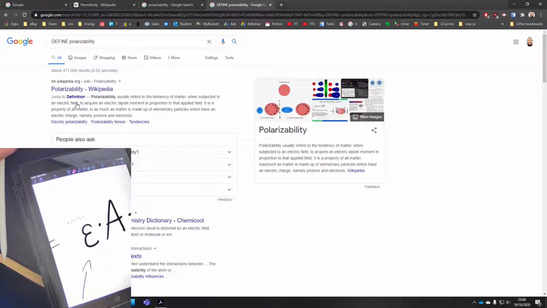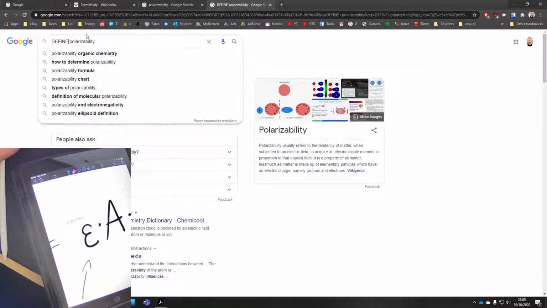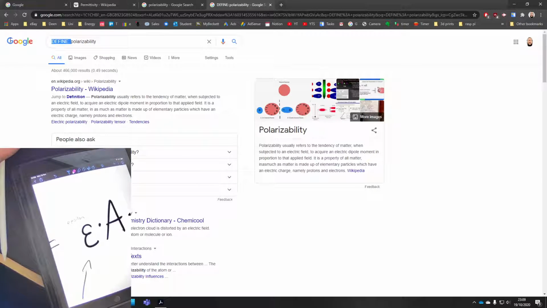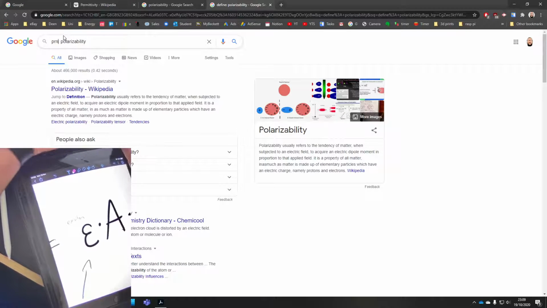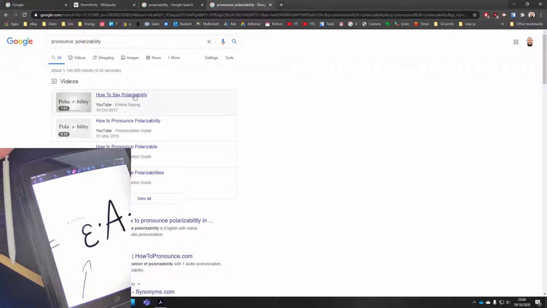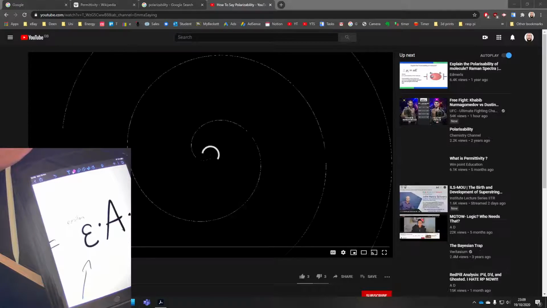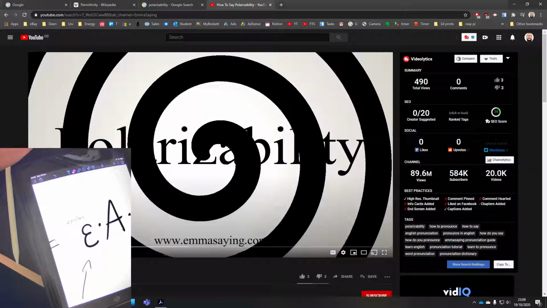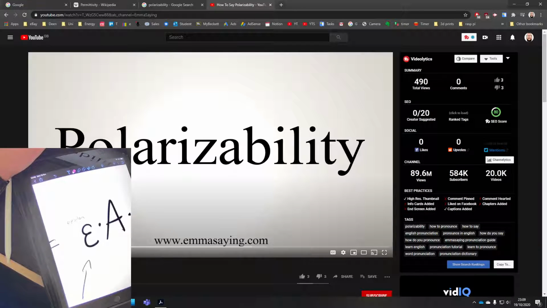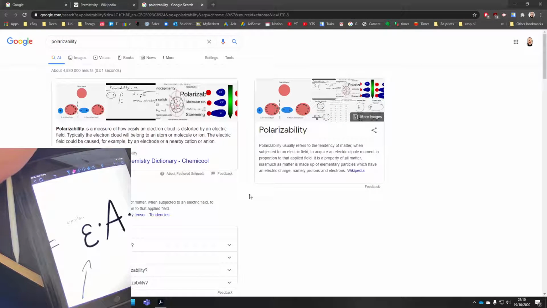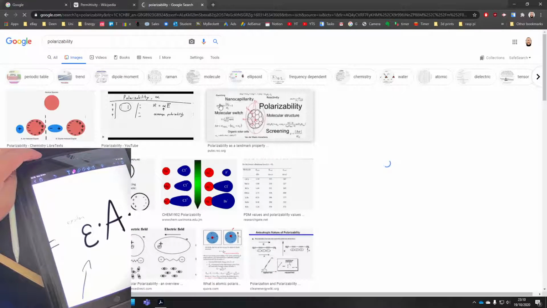Fine. What? Isn't Google supposed to define it? I'm sure YouTube's supposed to define stuff when you put define. Anyways, okay. Pronounce. How to say polarizability. Oh, you're not going to be able to hear it. One sec. Polarizability. There. Cool. Okay.